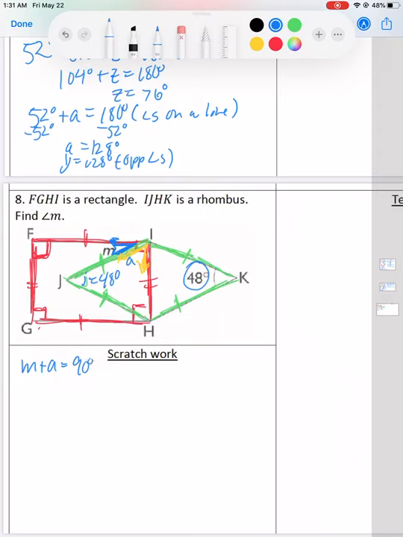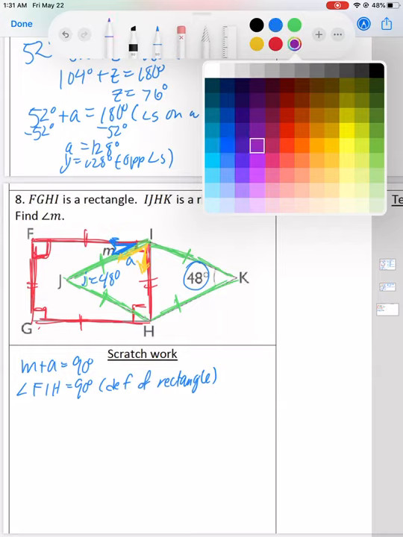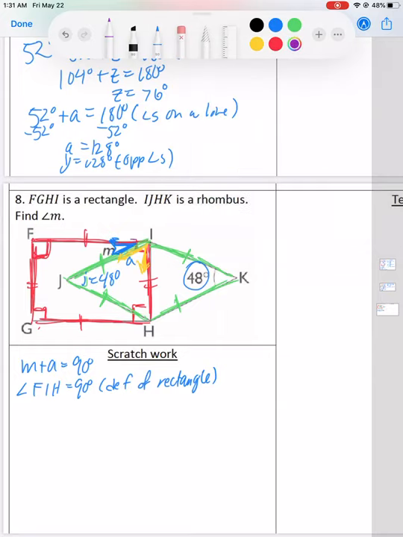I can use that angle. I know that angle FIH is equal to 90 degrees because of the definition of a rectangle. Okay, so I can note that down, and I'll label that in purple. This angle right here is 90 degrees.